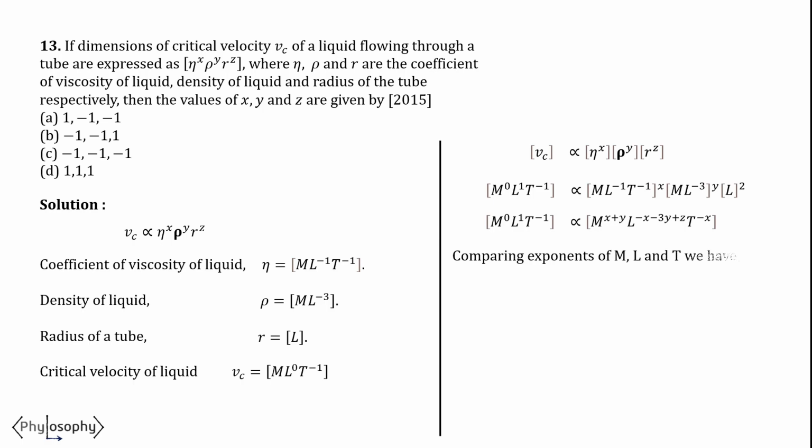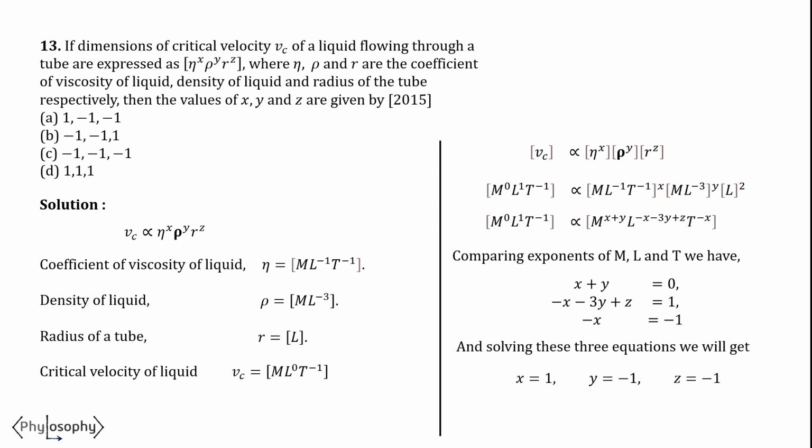Now if you compare the exponents of m, l and t from both sides of the equation, then you can write 3 equations: x plus y equals 0, minus x minus 3y plus z equals 1, and minus x equals minus 1. Now if you solve these 3 equations, you will get the values for x, y and z, which are x equals 1, y equals minus 1 and z equals minus 1. Therefore the correct answer is option A, 1, minus 1 and minus 1.